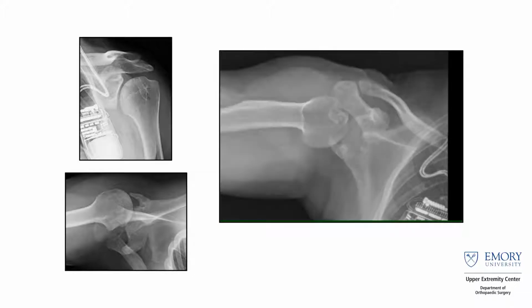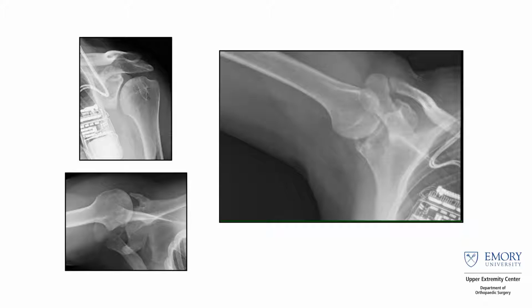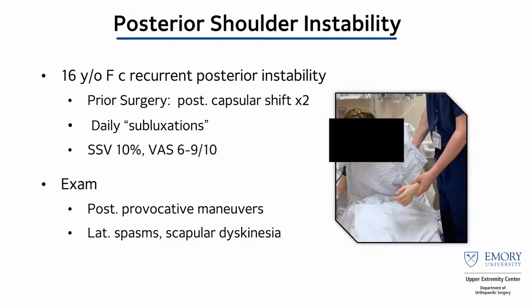You can also see this on the gray sheet, how he subluxes posteriorly and kind of gets caught when he does internal and external rotation. Here's another example of a patient who had recurrent posterior shoulder instability, daily subluxations, very limited, had multiple prior surgeries.